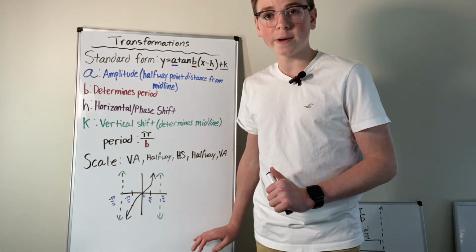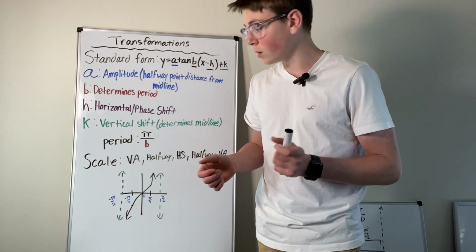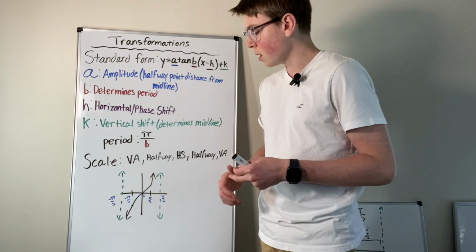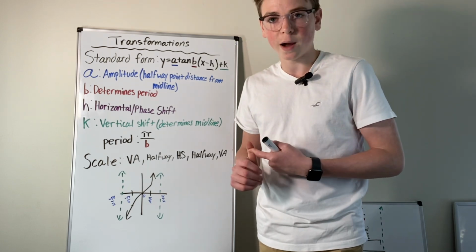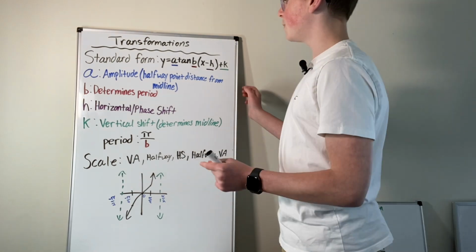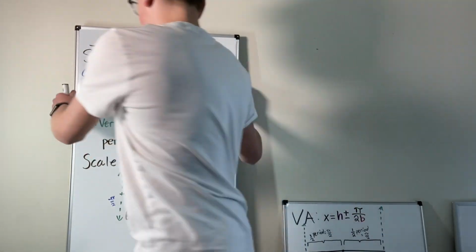Once we have all these points plotted, we can find the scale. So from negative pi over 2 to negative pi over 4, I see that goes up pi over 4. Negative pi over 4 to 0, that goes up pi over 4. So we're going up pi over 4 every time, so our scale is by pi over 4.